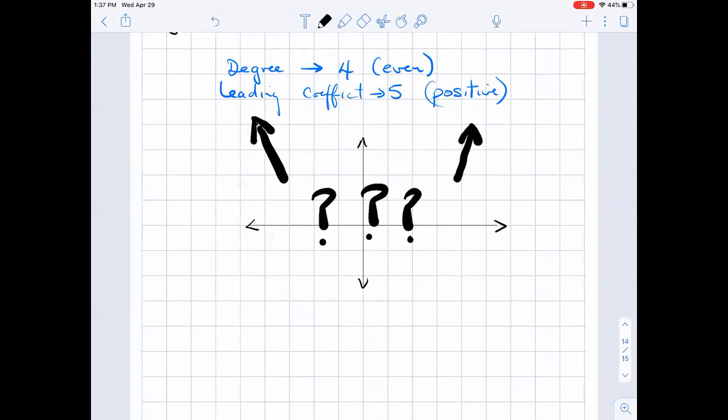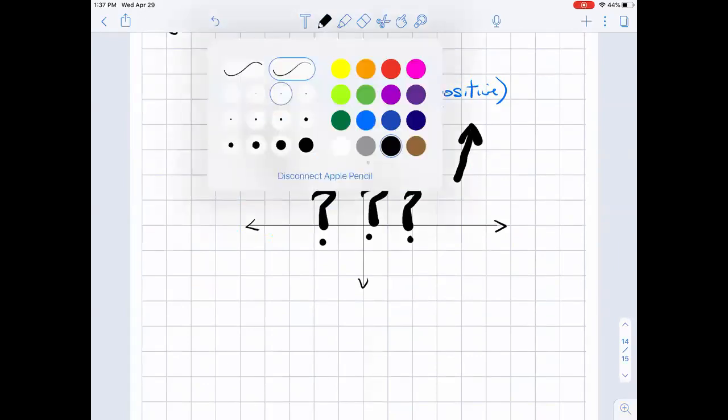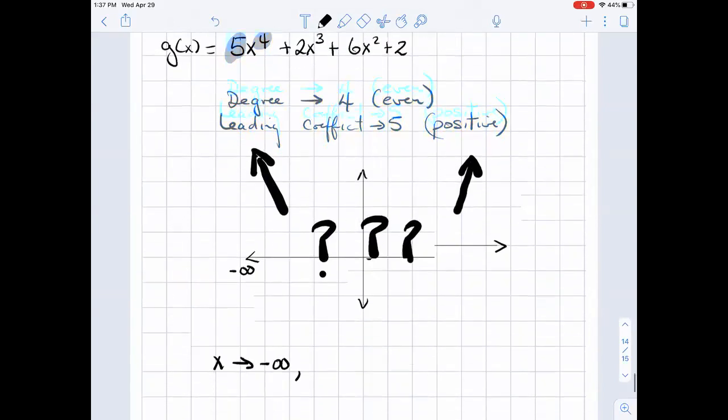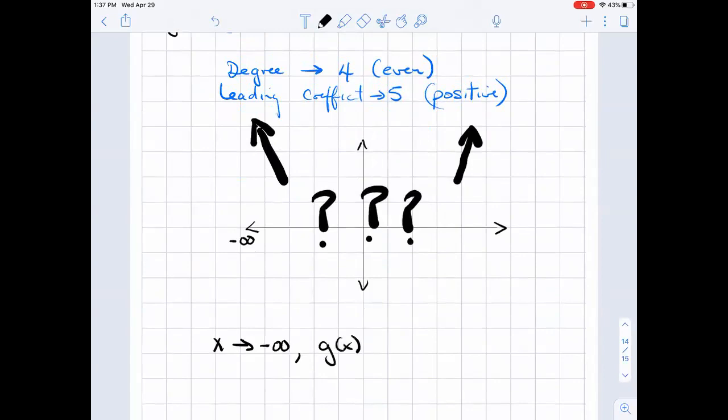So how do we write this out in words? As x approaches negative infinity, that's this side here, the function was g of x. Where is the y value going? Positive or negative? Remember, g of x means y value. So what is the y value way up above somewhere here? Positive or negative? Is it positive? Positive. This is negative here. This is positive. So g of x is approaching positive infinity.